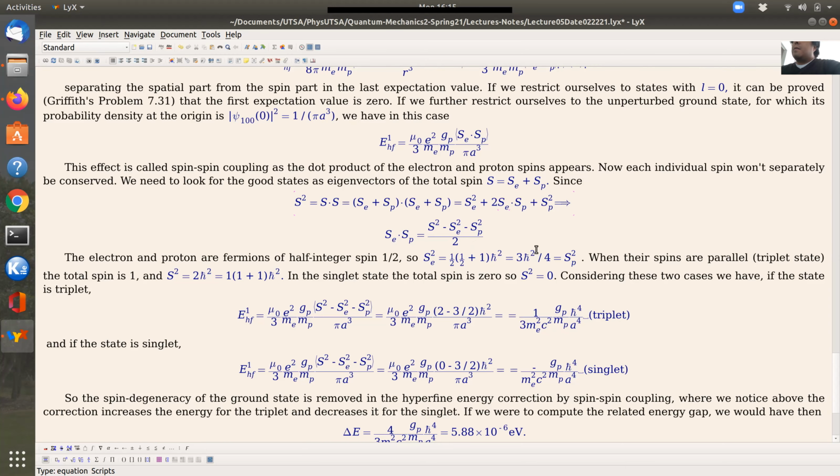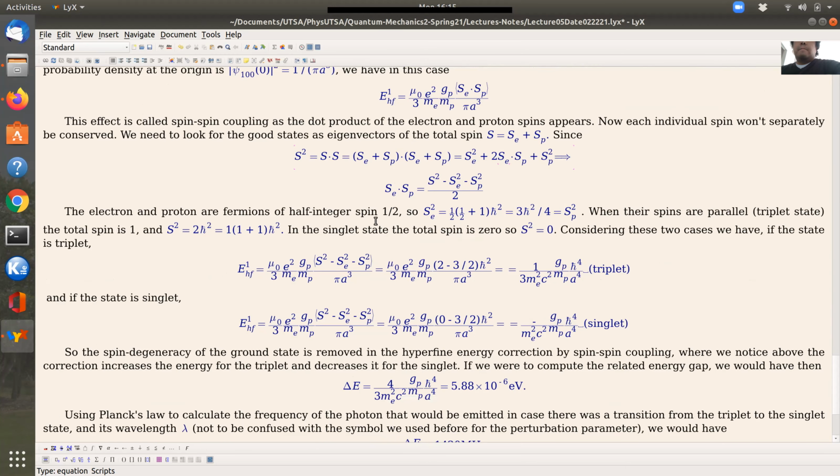And then, well, the electron and the proton are fermions of half integer spin 1/2 that you already know. So you can calculate separately some of these terms, right? So regarding SE squared for the electron, this is 1/2 times 1/2 plus 1 times h bar squared.